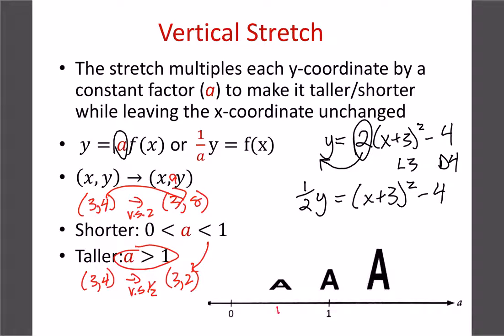Any a value between 0 and 1, like a half, pushes the original down shorter. Any number bigger than 1, like a 2, makes it twice as tall. One other point in here, it says it has to be greater than or less than 1. It can't be equal to 1, because if I made a 1 in this equation, the 1 doesn't do anything. It's unchanged. So in order to make a stretch, it's got to be bigger than 1 or less than 1. We can't stay at 1.